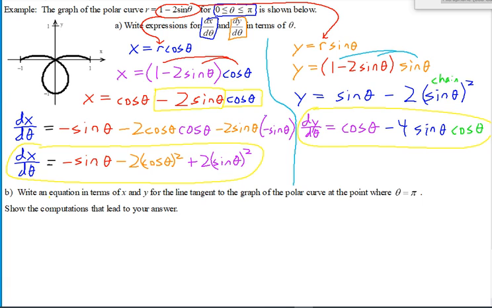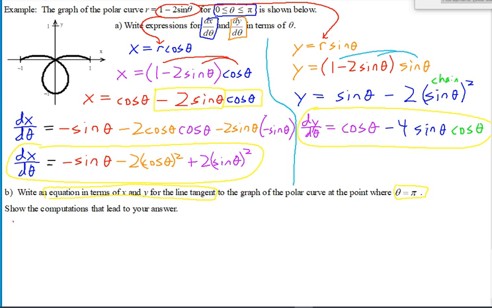Because now it says write an equation in terms of x and y for the line tangent. So it's our normal tangent line problem, except with polar coordinates, when theta equals pi. So just like we normally do for the tangent line, there are 2 things we need, the point of tangency and the slope. So let's find the point of tangency first. We need the x and y coordinates, and that's where we can go right back to our expressions before we found the derivative, because we know theta equals pi. So let's start with this one.